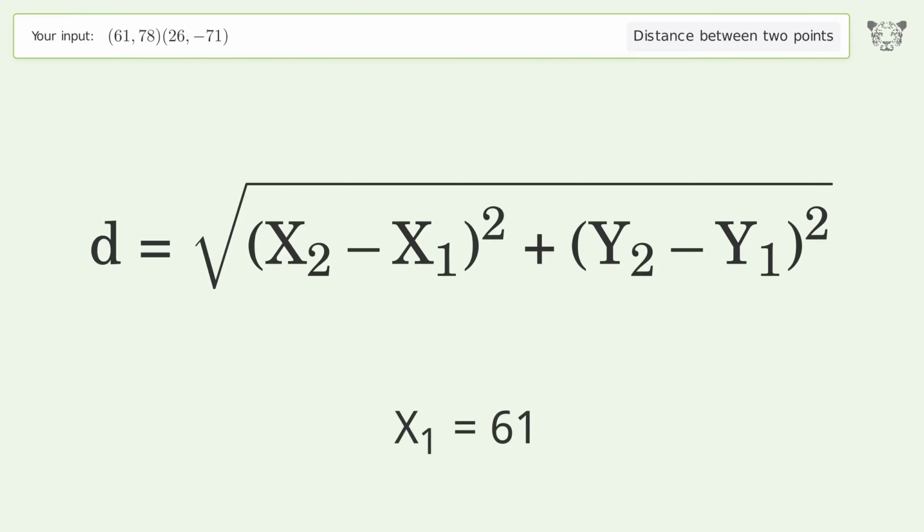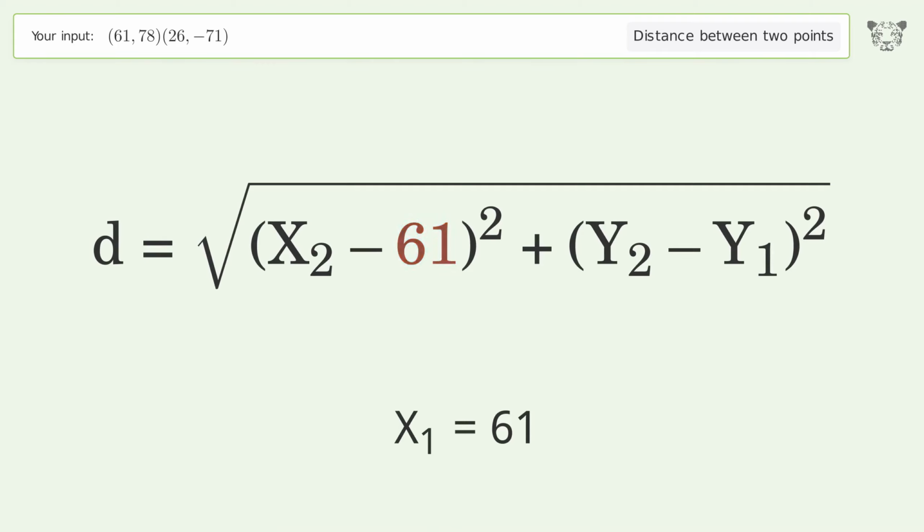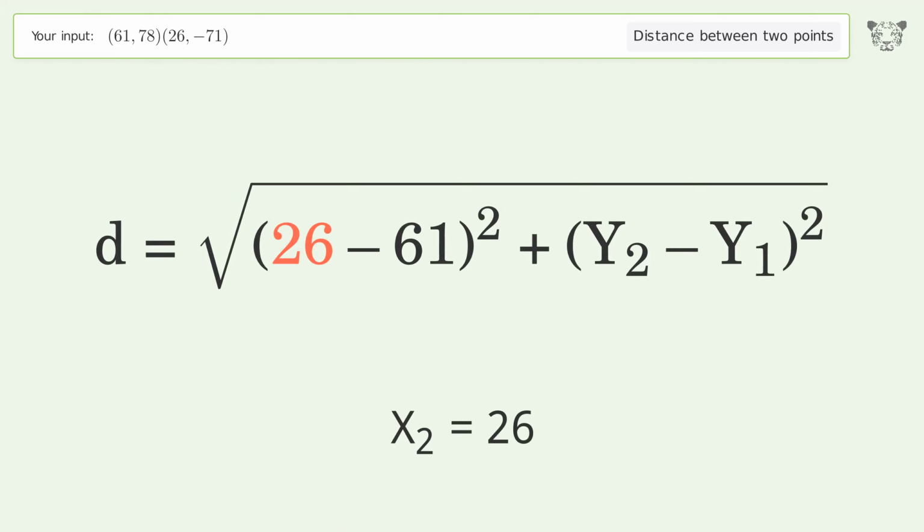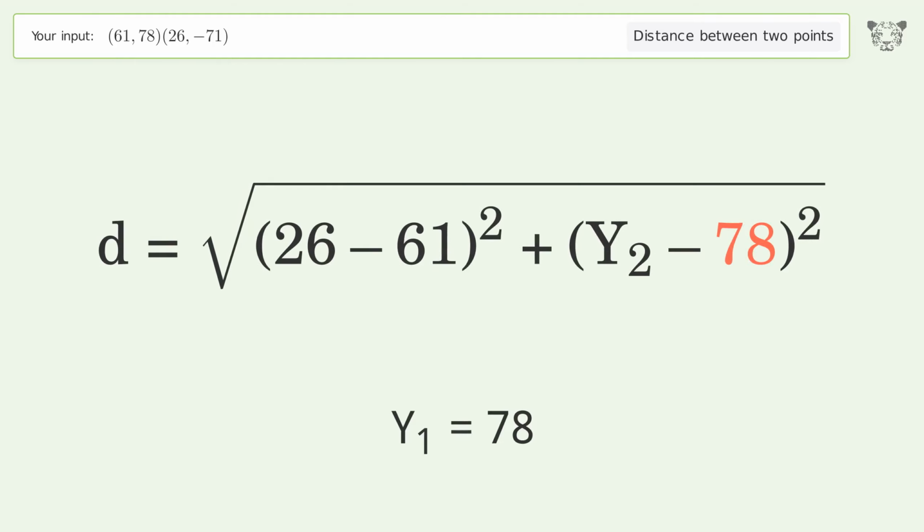x1 equals 61. x2 equals 26. y1 equals 78. y2 equals -71.